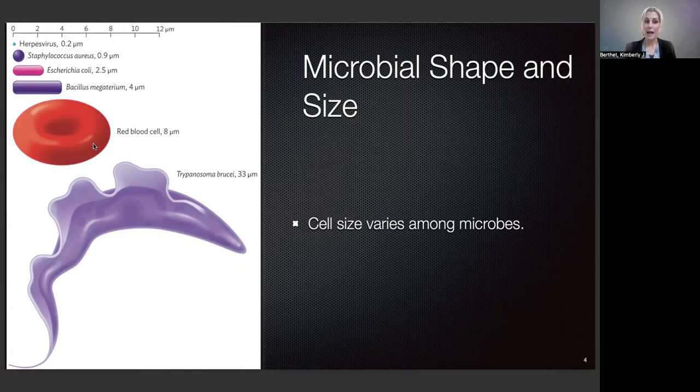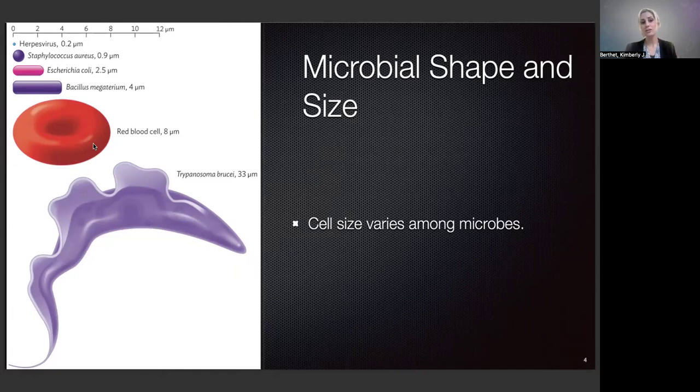And underneath that, about half the size of that, we start looking at the larger end of prokaryotic microorganisms. So looking at them, we can probably point out E. coli here, one that we're probably familiar with at 2.5 microns, Staphylococcus aureus at 0.9, and then we even move all the way down to the herpes virus at 0.2 microns. So viruses, we can see, are quite a bit smaller than microorganisms, and microorganisms that are prokaryotic are quite a bit smaller than eukaryotic organisms.